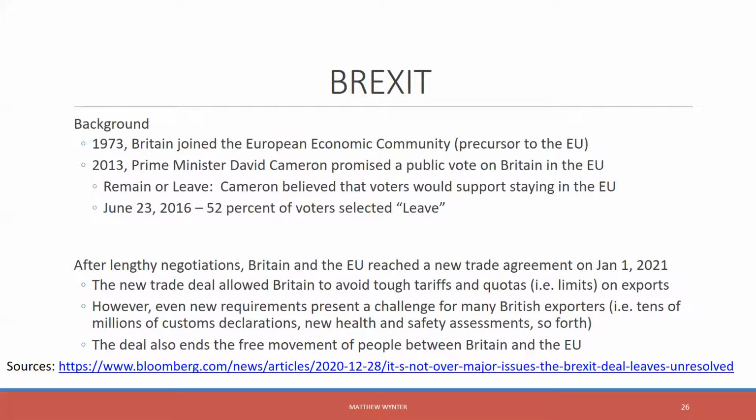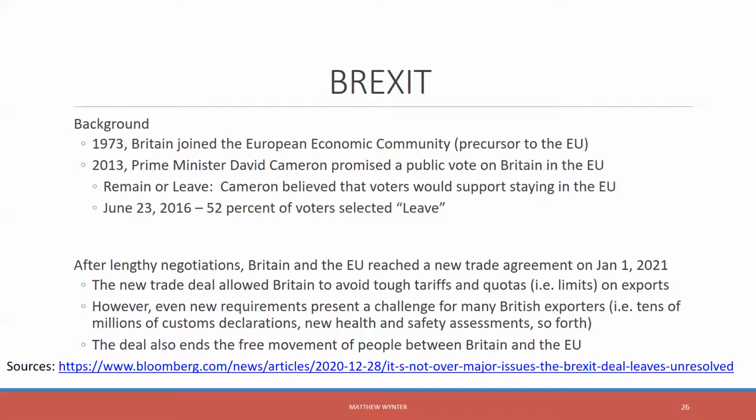After lengthy negotiations, Britain and the EU reached a new trade agreement on Jan 1, 2021. The new trade deal allowed Britain to avoid high tariffs and quotas on exports. Quotas are basically limits that are put in place to reduce the amount of goods that are going to flow into the country. However, even with these new requirements, there are still many challenges for British exporters.